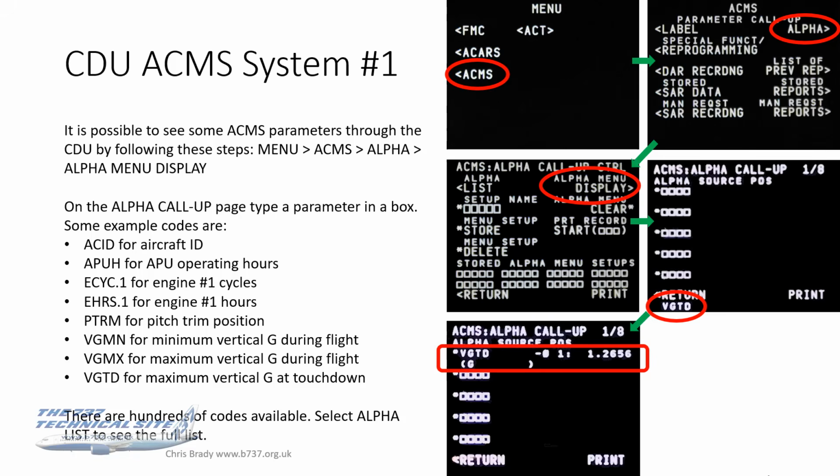Now, there are hundreds of these codes available. I mean, literally hundreds. If you want to see them, then just select Alpha List on that third screen there, and you'll get pages and pages of them. All right, so that's method one.